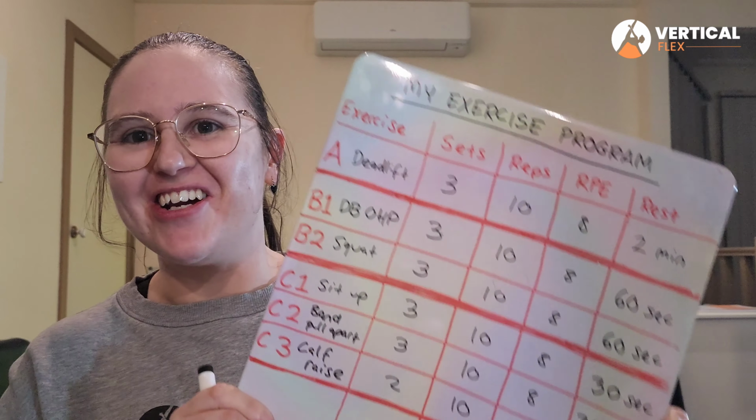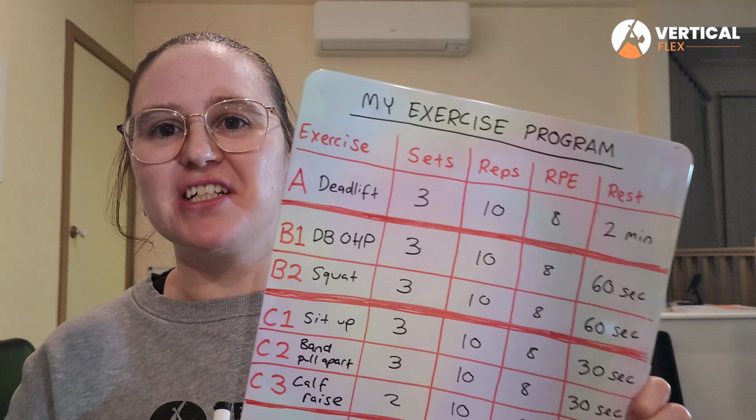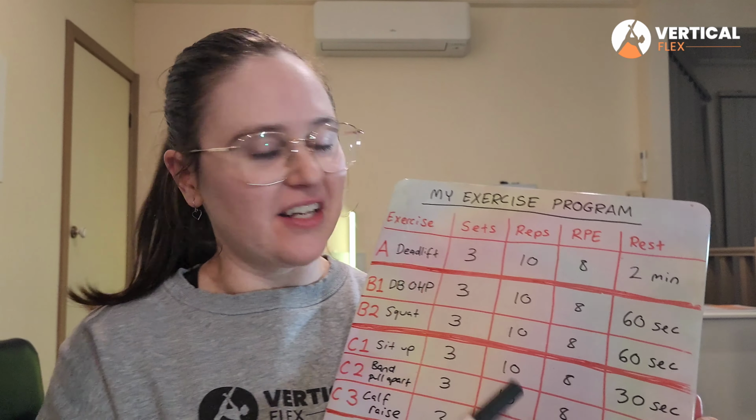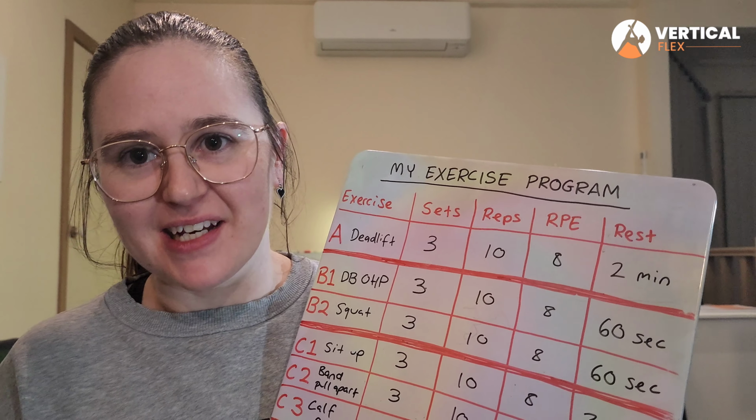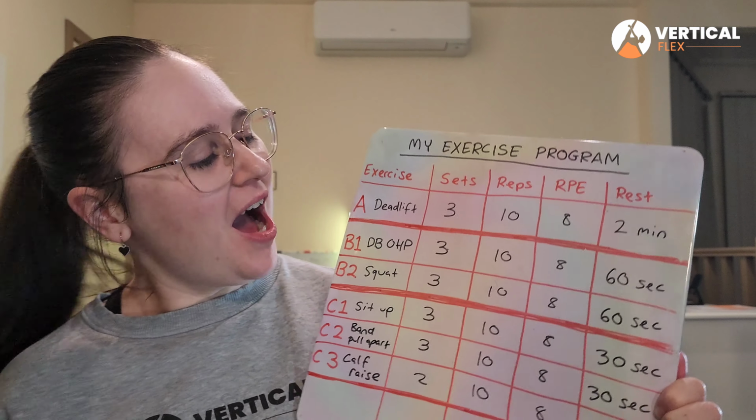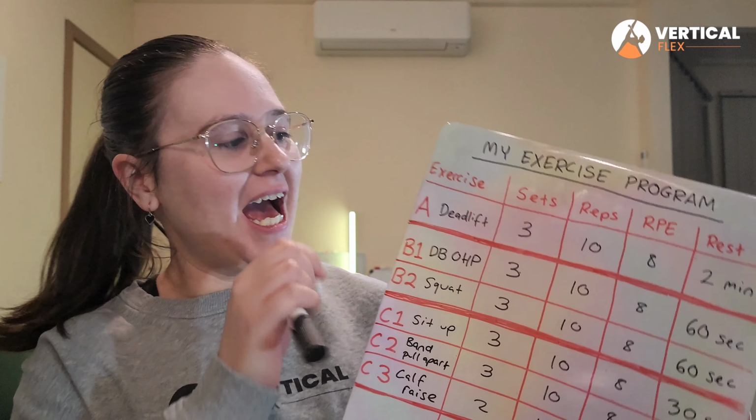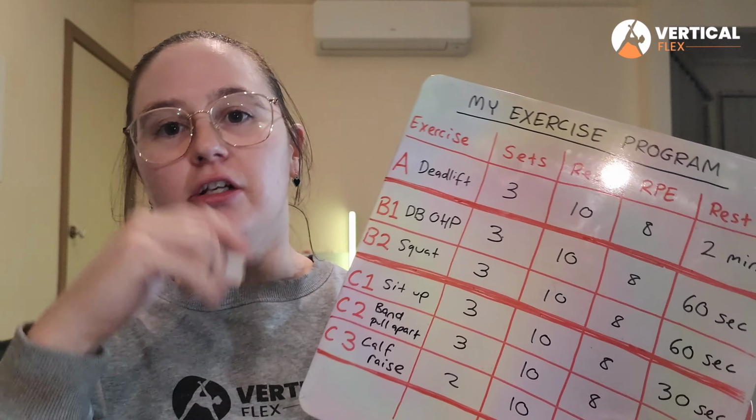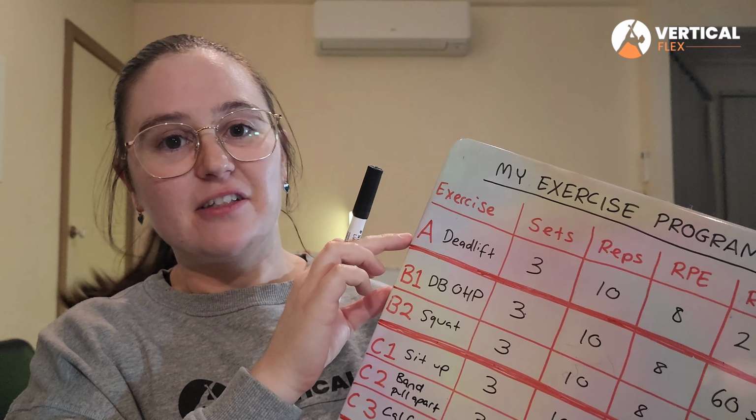Okay, so what I've done is I've just filled in all of this program. I just put some random exercise in. The actual exercises don't matter. Don't follow this program. It's not a very good program. We're going to start with A. So when you first get to the gym, you're going to do your warm-up. Let's pretend that's up here. You do your warm-up sets for A.